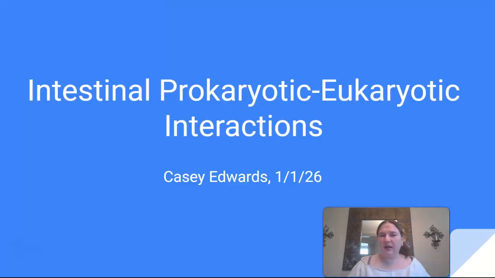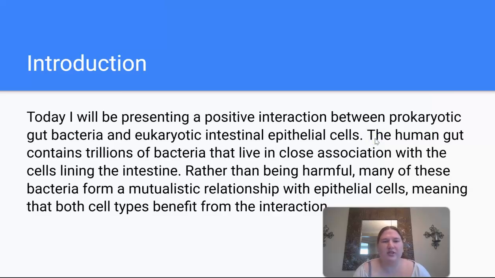Hello, okay. So I'm presenting on intestinal, prokaryotic, and eukaryotic interactions. Okay, an introduction. So today I'll be presenting on a positive interaction between prokaryotes' gut bacteria and the eukaryotic intestinal epithelial cells. The human gut contains trillions of bacteria, and they live in close association with the cells lining the intestine. And rather than this being a harmful interaction, these bacteria form a mutualistic relationship with the epithelial cells, meaning that both cell types benefit from the interaction. That's why we take our probiotics and our prebiotics and our postbiotics, because these gut bacterium help us.